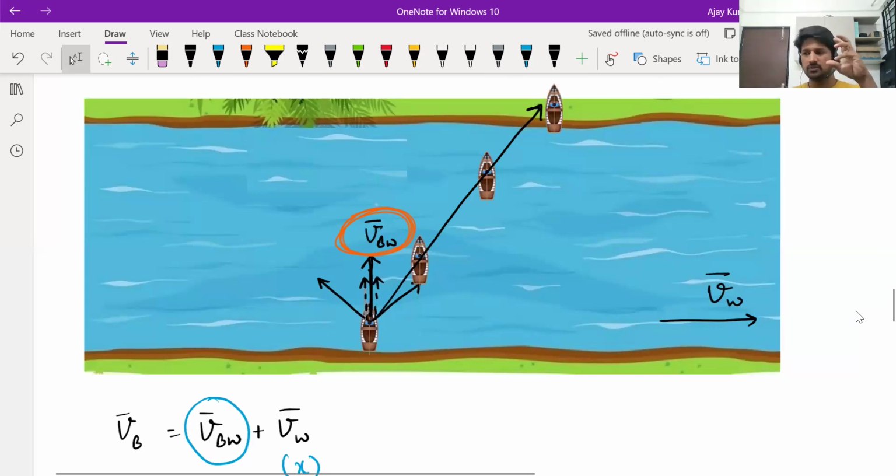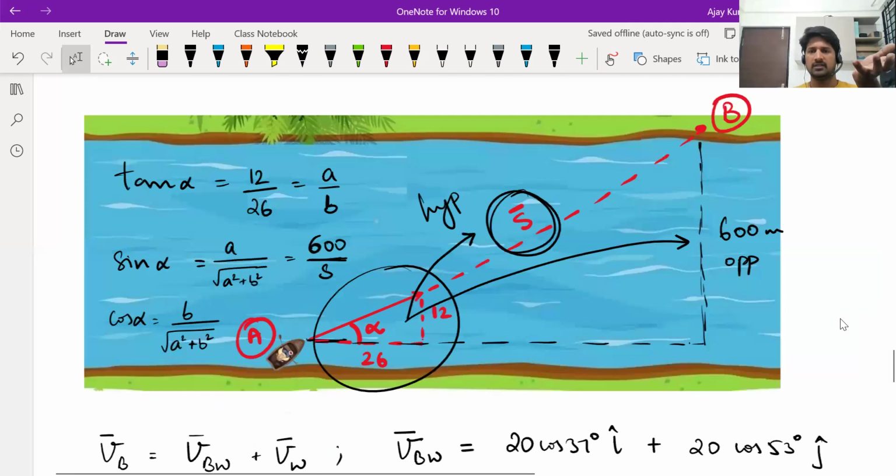Like, suppose the boat was pointed in a particular direction. How did we write its velocity? How did we find out the time taken to cross? How did we calculate the drift? Observe that. Go through the notes.